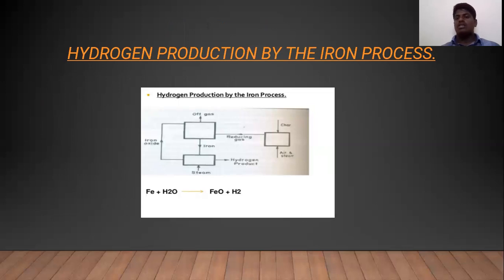Hydrogen production by the iron process. We can see the diagram of hydrogen production by the iron process. Fe plus H2O gives rise to FeO plus H2, and the formation of the iron goes through the hydrogen production.